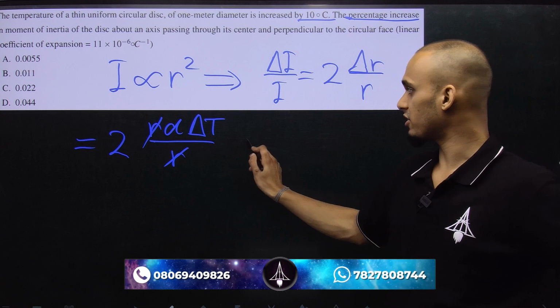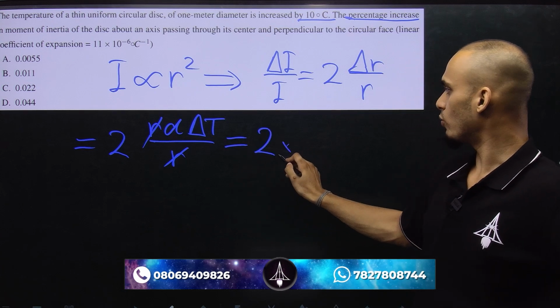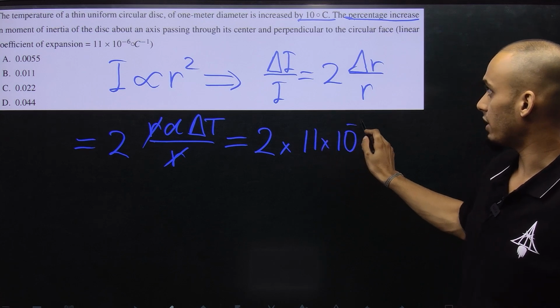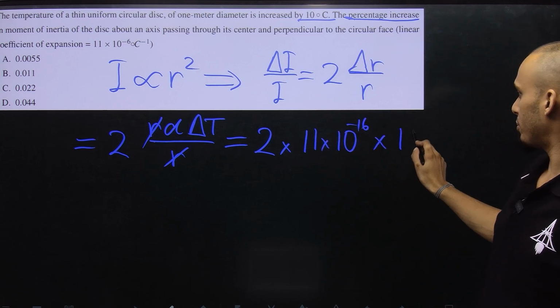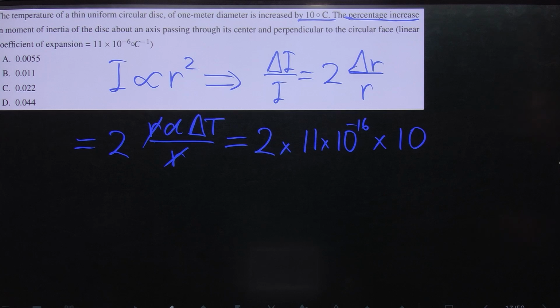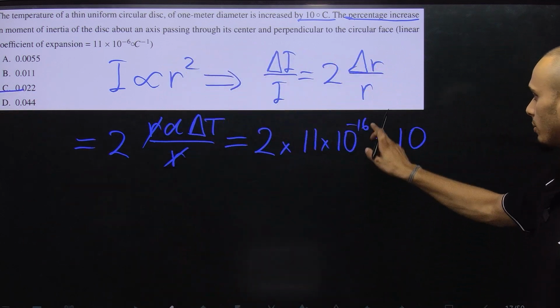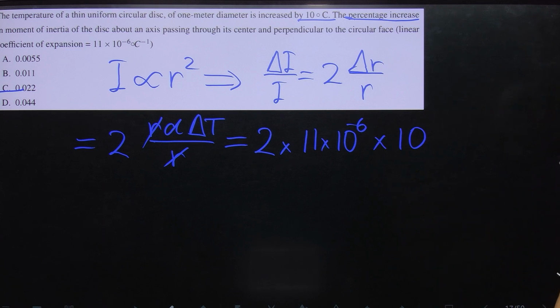So we'll get the percentage increase as 2 into the value of alpha, which we've been given as 11 into 10 power minus 6, into temperature rise, which is 10. This is the value of percentage increase you are getting. It will come out to be 0.22. Sorry, not minus 16, minus 6. Again, very simple, just application of two or more concepts with some simple remembering will get you the answer very easily.